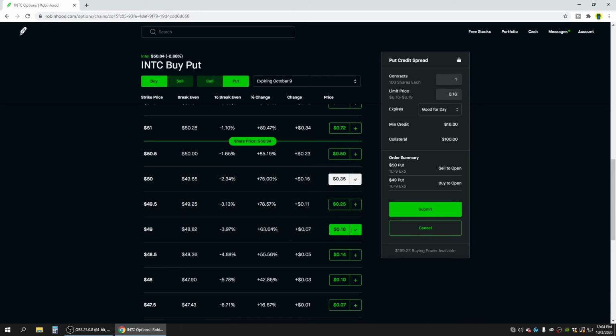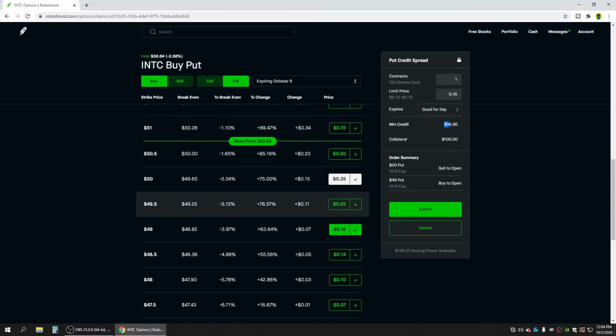But we received $16 in credit, so minus that from the 100, that's our total collateral we're risking, and that would be $84. We received that $16 up front, so as long as Intel ends above $50 by October 9th, we're going to receive the full $16 credit. But if Intel ends below $49, we're going to have to pay our full collateral minus our credit, which is $84. You always got to remember, when you're doing credit spreads, you're receiving credit up front. You already have this money in your account, but the collateral is what you're risking minus the credit.